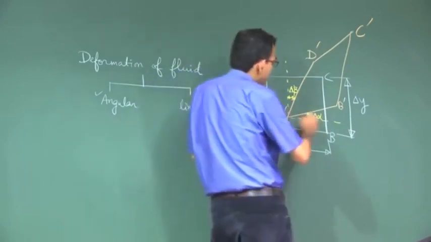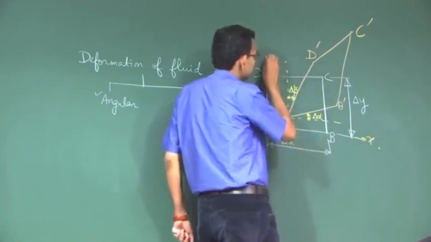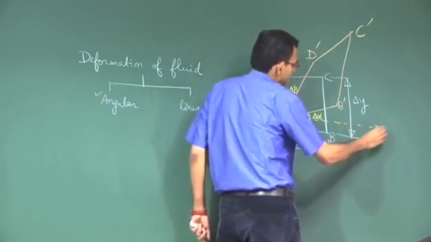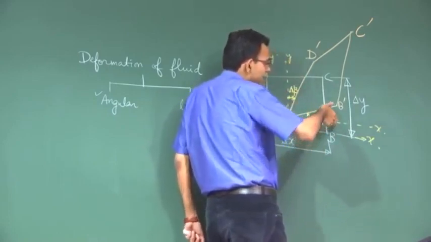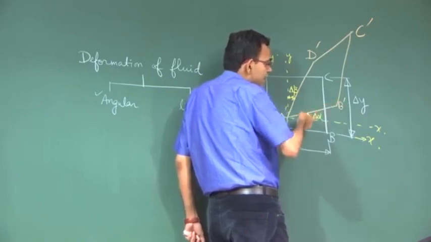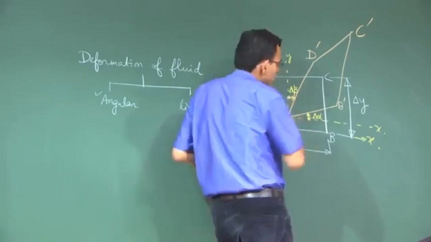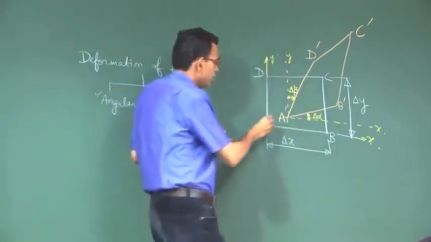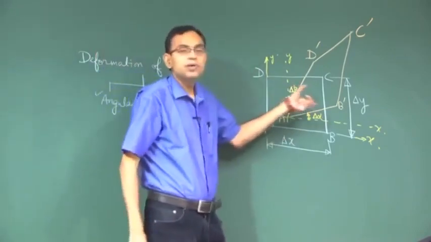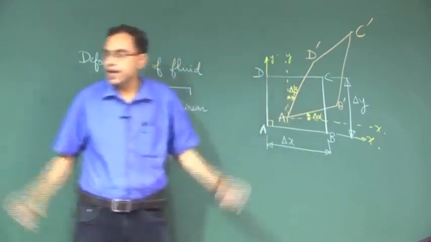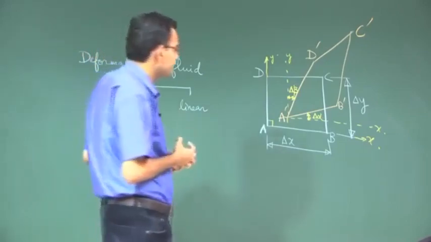So, how are these delta alpha and delta beta defined? If this is the x axis, this is the y axis, then this is along x and this is along y. So, these are horizontal and vertical lines, and this line is inclined at an angle with the horizontal, this line is inclined at an angle with the vertical. So, there were two line elements which were originally perpendicular. Now, what is the new angle between the two line elements? That will give you the understanding of the change in angle.